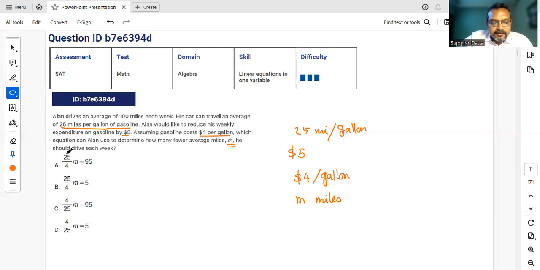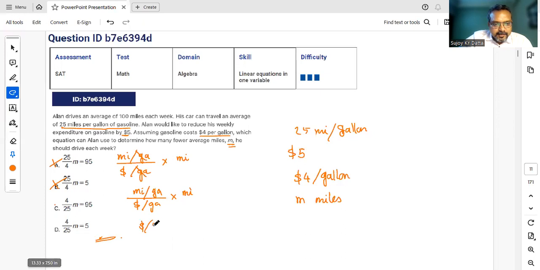If you look at the first option, 25, which is miles per gallon, divided by 4, which is dollars per gallon, multiplied with M. So that means you are multiplying miles. Miles per gallon over dollars per gallon, the gallons will cancel out. You will get miles over dollar times miles, which doesn't make sense. So that's out. Second one, miles per gallon over dollars per gallon, again multiplied with miles. Again, as we saw, it doesn't make sense, right? So it's gone.